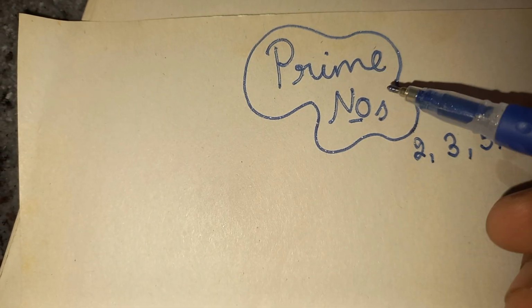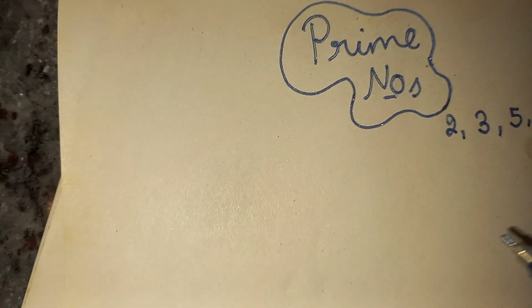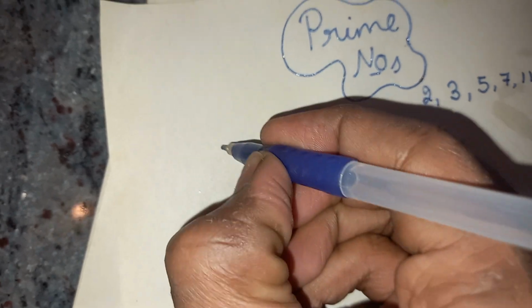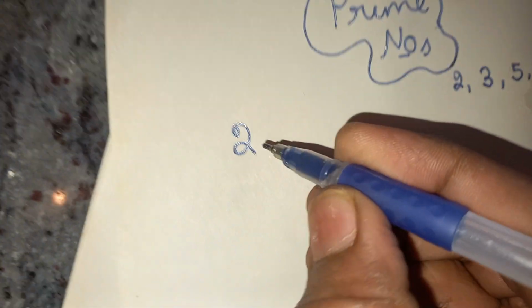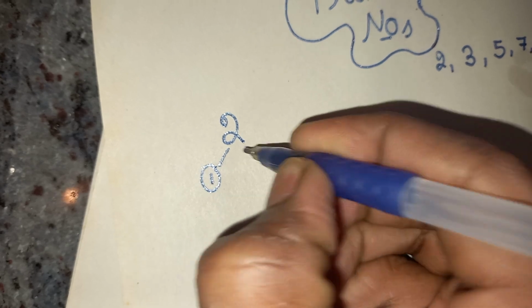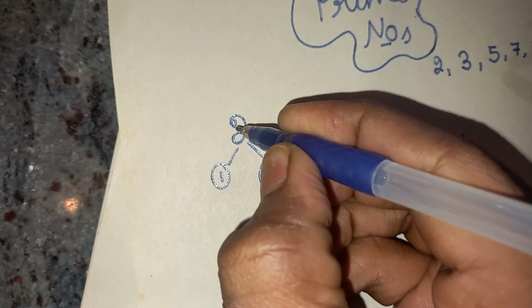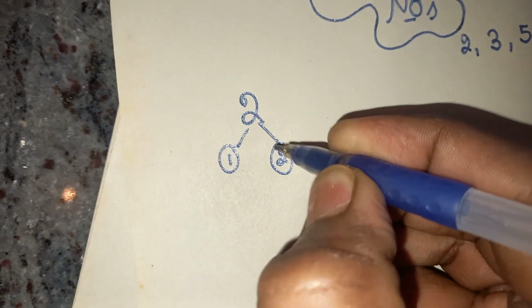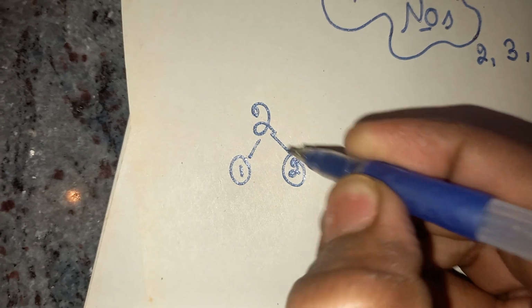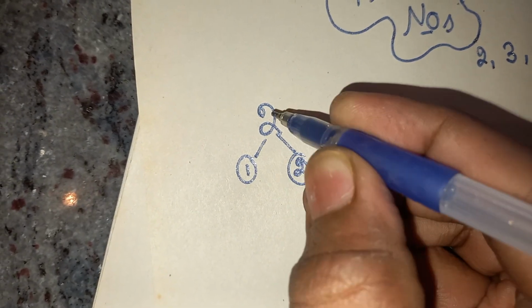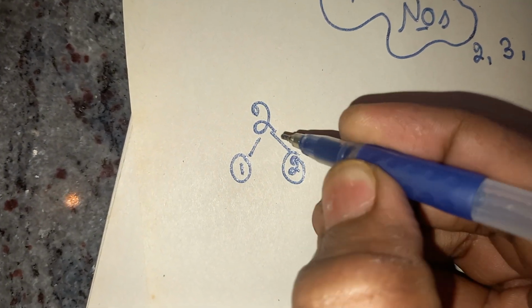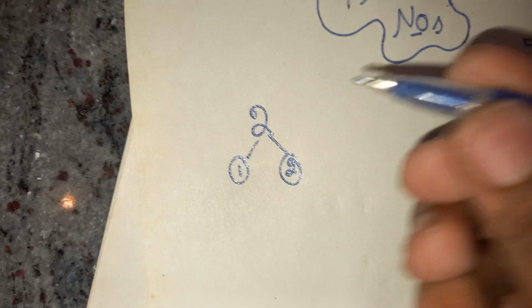Dude, see here what I'm going to tell about prime numbers. A number is known as a prime number when it cannot be divided by any other number than itself and 1. See here, 2. 2 cannot be divided by anything other than 1: 1 times 2 is 2, 2 times 1 is 2. Itself and 1. It cannot be divided by any other number.